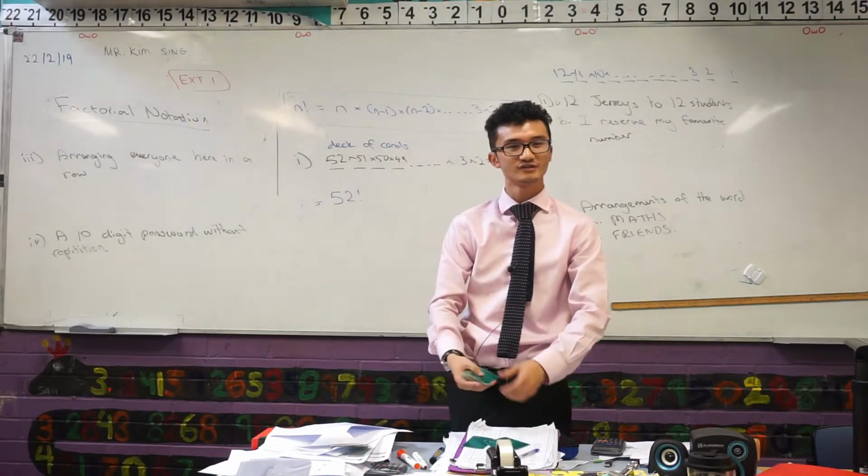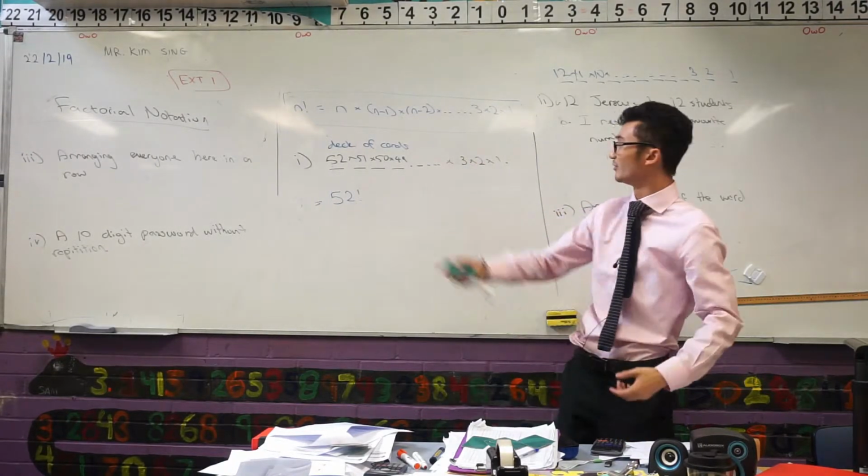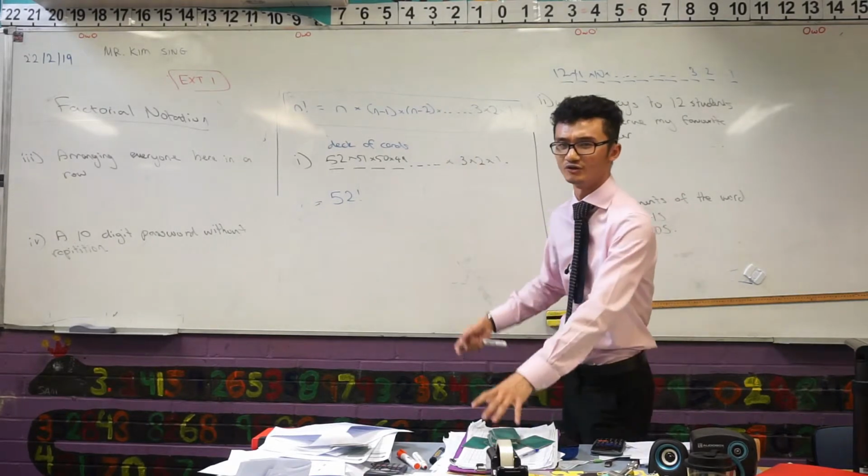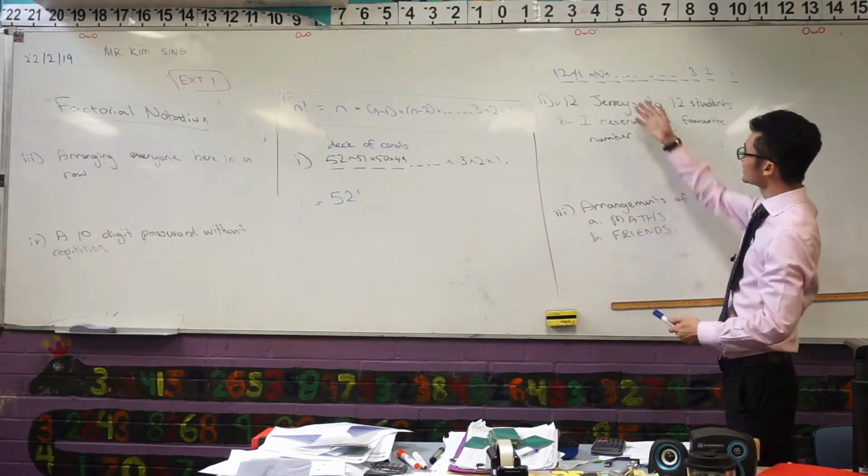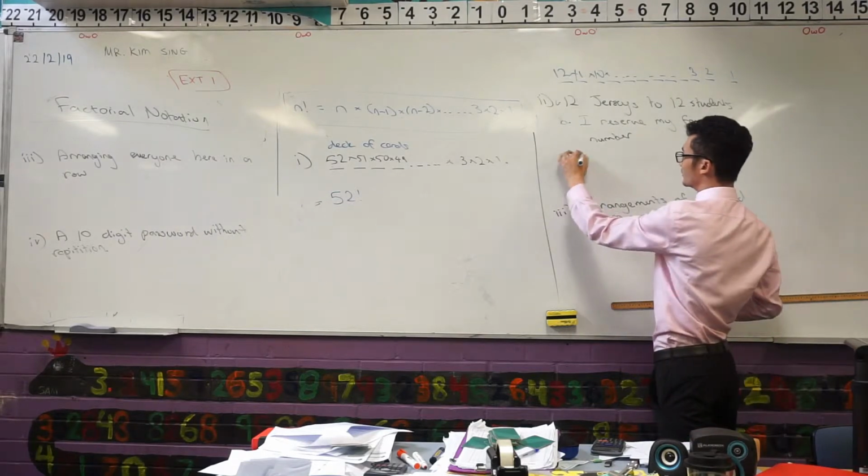Does that make sense? Right? Because I'm using up all of these slots here. So that's something you want to think about when you're trying to use factorial notation. In this case, I can use it. For part A, it's just going to be 12 factorial.